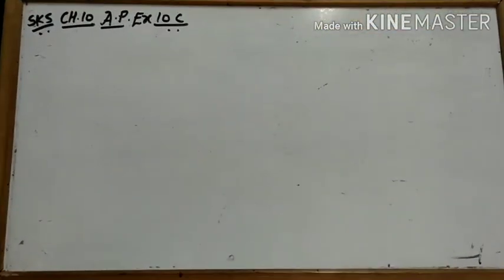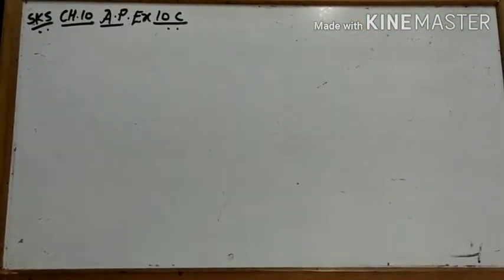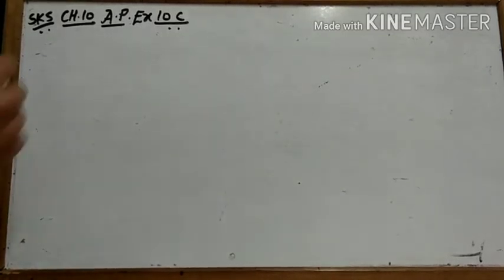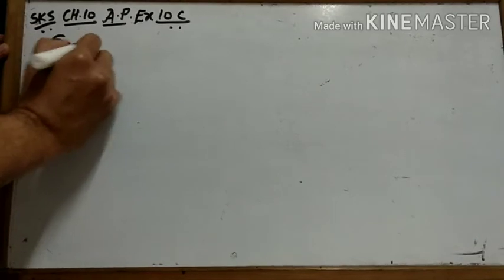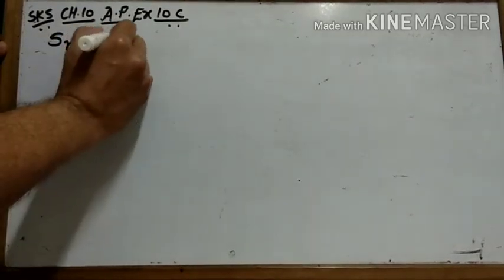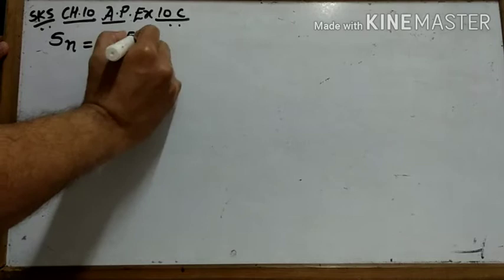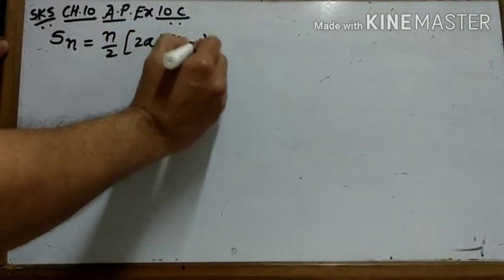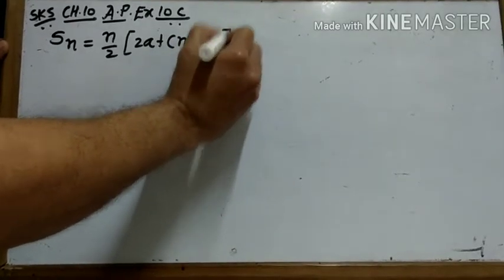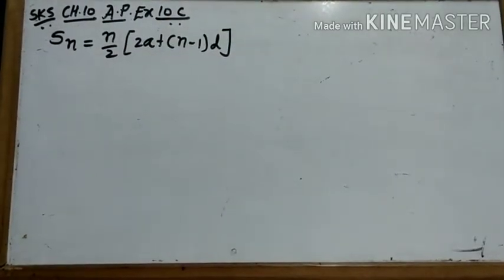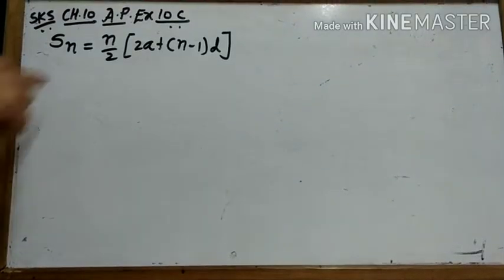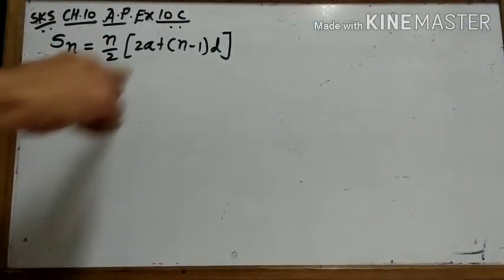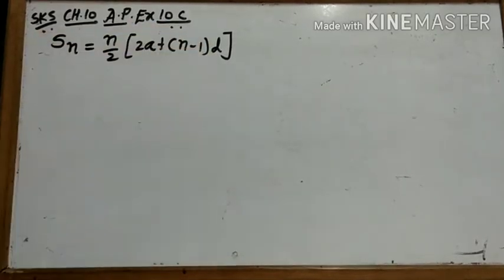Welcome friends, we are going to see exercise 10C, arithmetic progression, and this time we are going to see sum of n terms. Sum of n terms can be given by n by 2 square bracket open 2a plus round bracket open n minus 1 round bracket closed into small d square bracket closed. This is a general formula for Sn, where n stands for number of terms, a stands for first term, d stands for common difference, and s stands for sum.